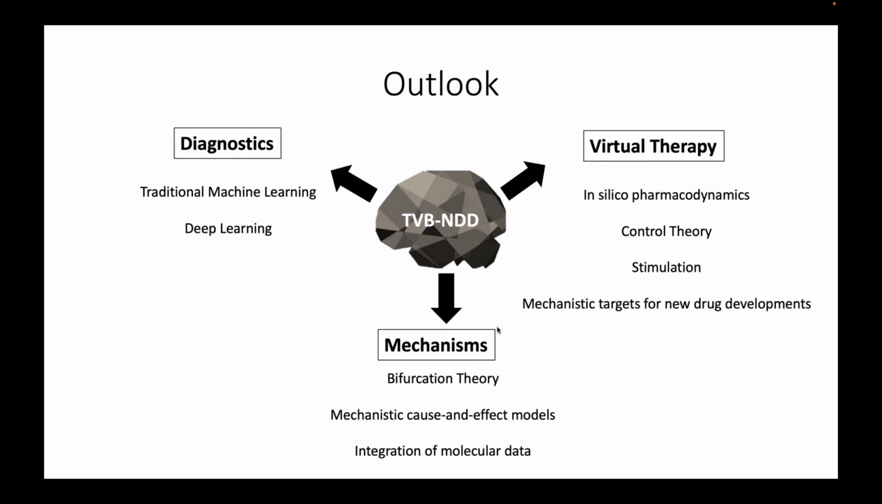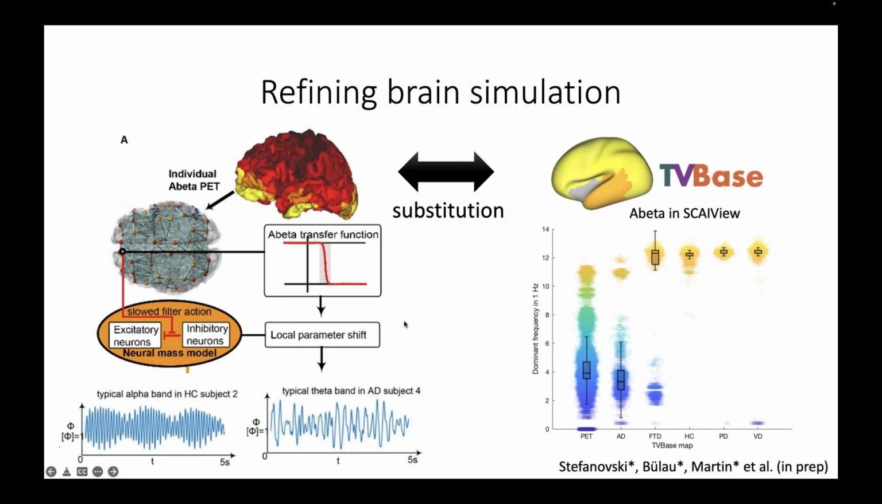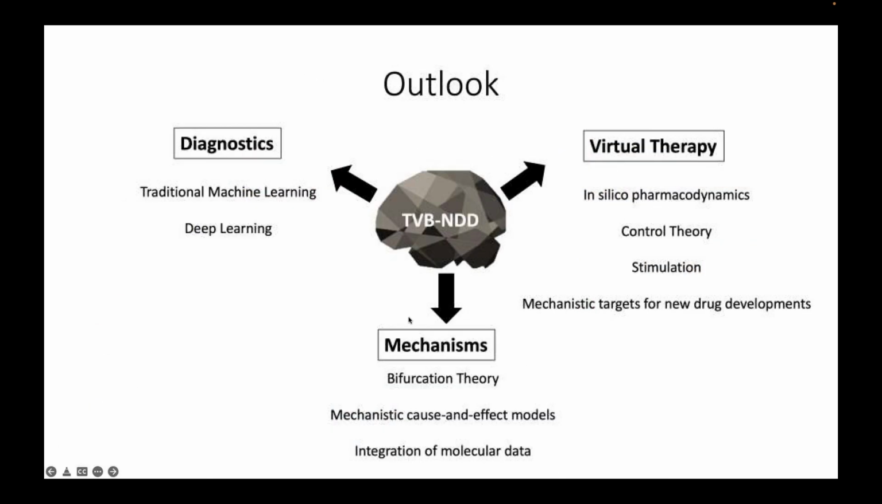So maybe just to summarize the ideas that I mentioned, we want to improve diagnostics. With traditional machine learning, we already did it with a small cohort. We are currently working on a bigger cohort to reproduce these results with about 1,000 patients. But of course, it's also interesting, especially when we have more subjects, to have a look into deep learning strategies.